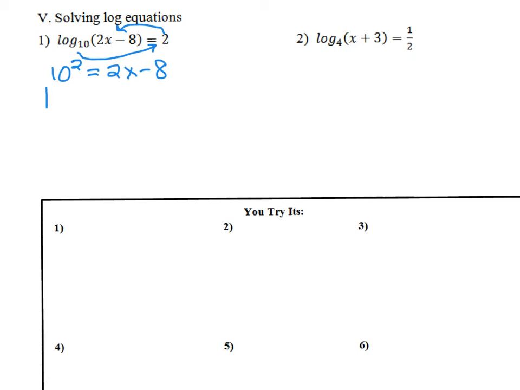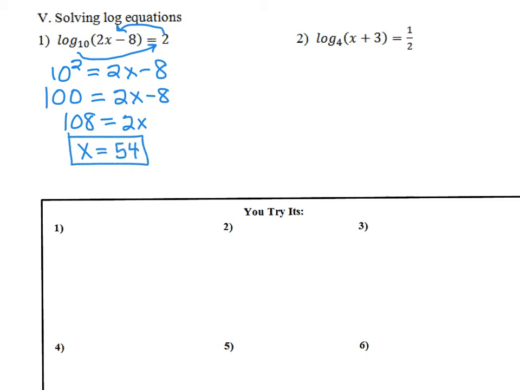Now, of course, we know that 10 to the 2nd power is 100. So 100 is equal to 2x minus 8. If we add 8 to both sides of our equation, we've got 108 is equal to 2x. Dividing both sides by 2, we get that x is equal to 54.